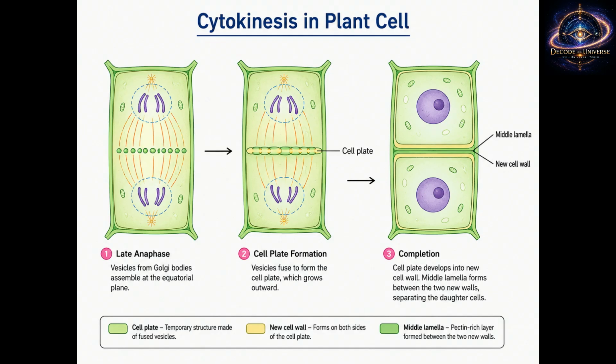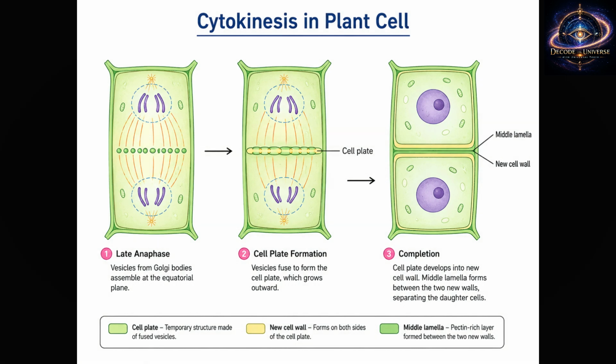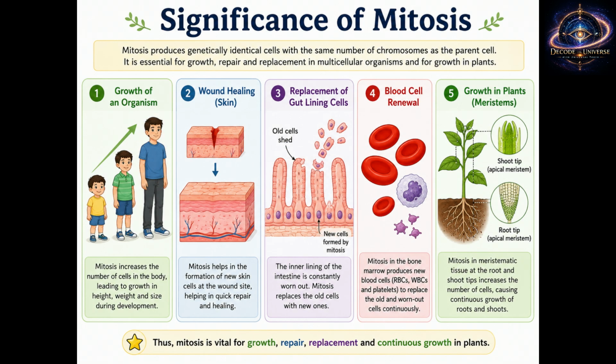Significance of mitosis. Mitosis is important for growth of multicellular organisms, repair of damaged tissues, replacement of old cells, maintaining chromosome number, and continuous growth in plants through meristematic tissues. Example: when you get a cut on your skin, new cells are produced by mitosis to heal the wound. Meiosis. Meiosis is a special type of cell division that reduces chromosome number by half. It produces haploid gametes.